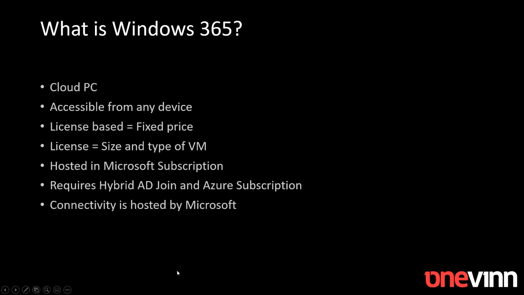What is Windows 365 then? Well, it's a cloud PC, and that's actually a great name because that's exactly what it is. It's a cloud PC. You need to manage the cloud PC, the operating system, upgrading the OS, patching the OS, deploying applications, managing it, doing everything that you do on a normal PC, but the hardware is in the cloud, basically.